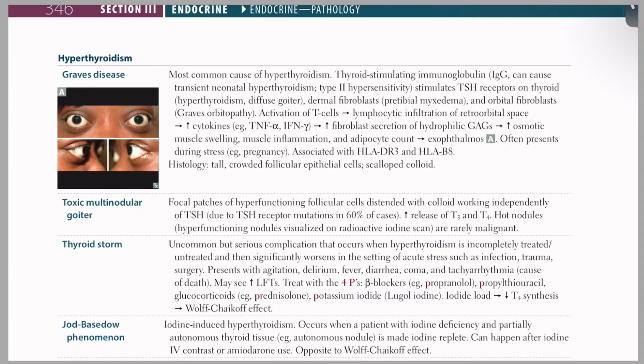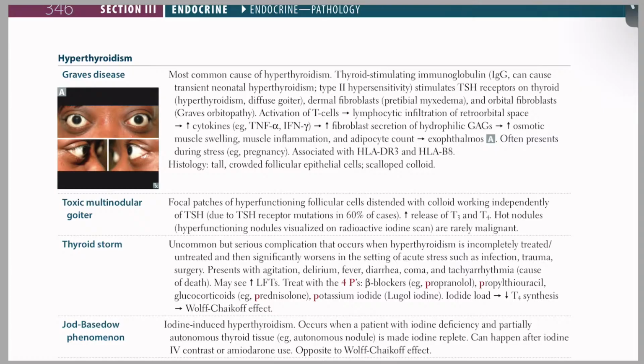Histology: tall, crowded follicular epithelial cells, scaffold colloid. Toxic multinodular goiter: focal patches of hyperfunctioning follicular cells distended with colloid working independently of TSH due to TSH receptor mutation in 60% of cases, increased release of T3 and T4. Hot nodules, hyperfunctioning nodules visualized on radioactive iodine scan, are rarely malignant.